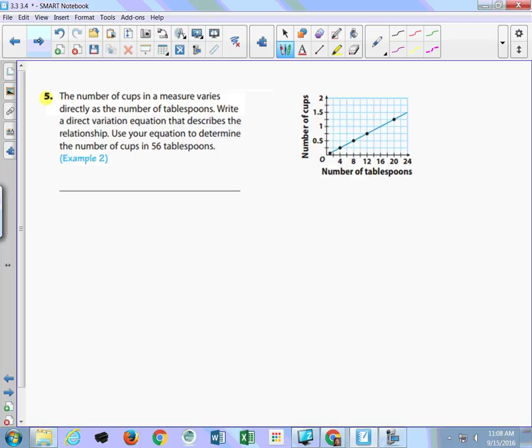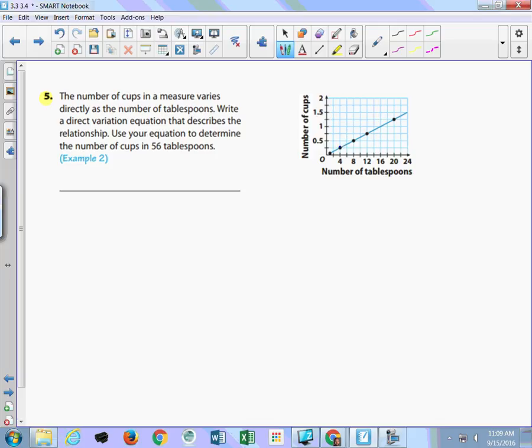All right. The number of cups in a measure varies directly as the number of tablespoons. Write the direct variation equation that describes the relationship. Use the equation to determine the number of cups for 56 tablespoons. So we're just going to use rise over run and get our slope. 4 to 8, I don't like that one. Well, we're just going to have to do that. We're going to have a decimal. So we'll go from here to there.